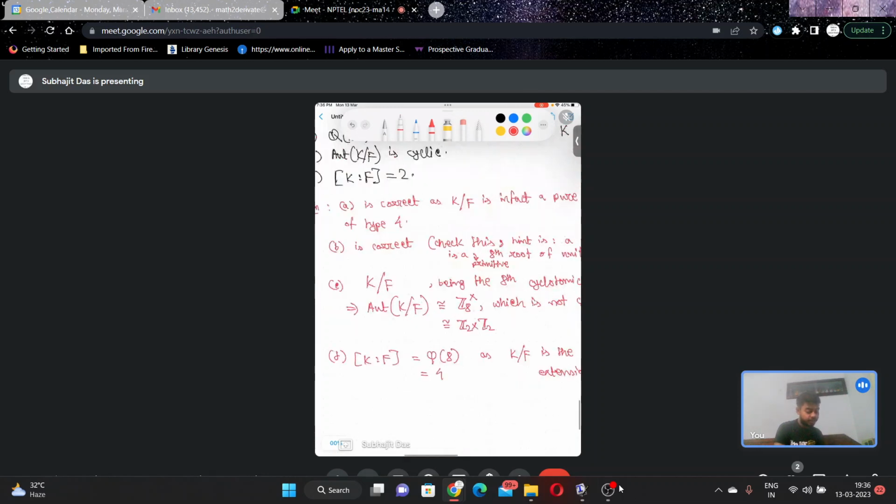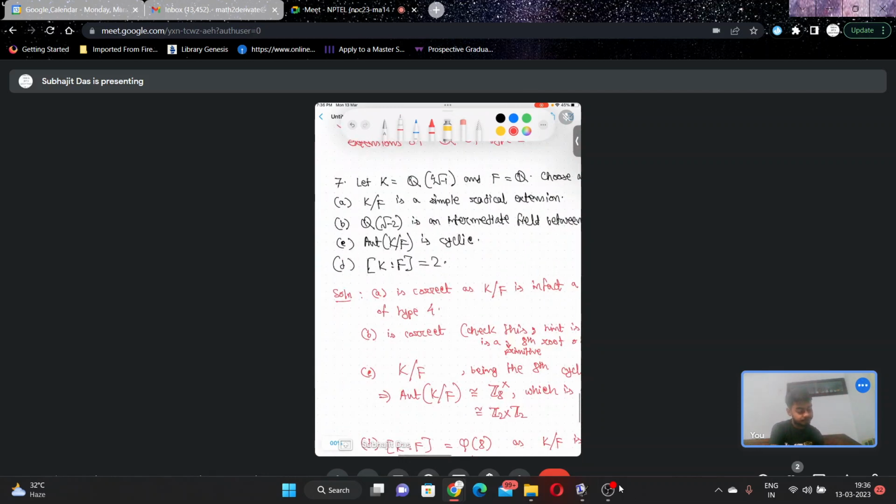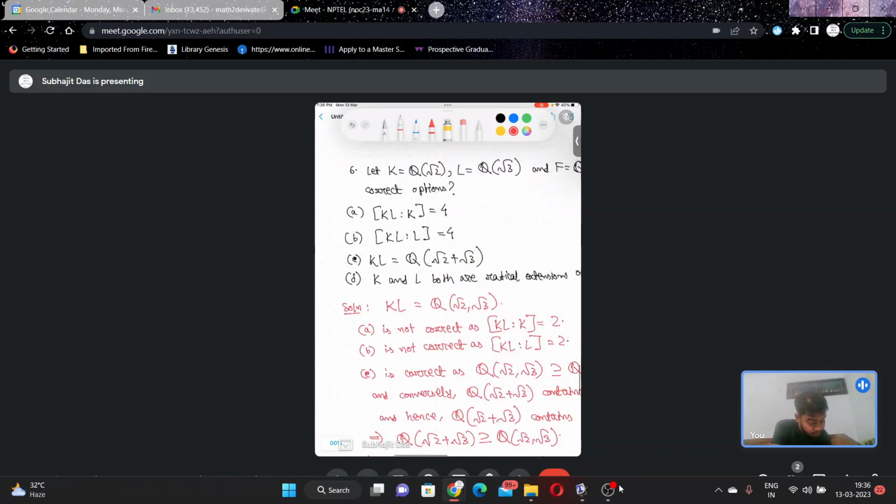So certainly option D is incorrect, option C is incorrect, option A and option B are both correct. So this is wrong, this is wrong, this is correct, this is correct. I should also mark the options here. So option A was incorrect, option B was incorrect, option C was correct, and option D was correct.